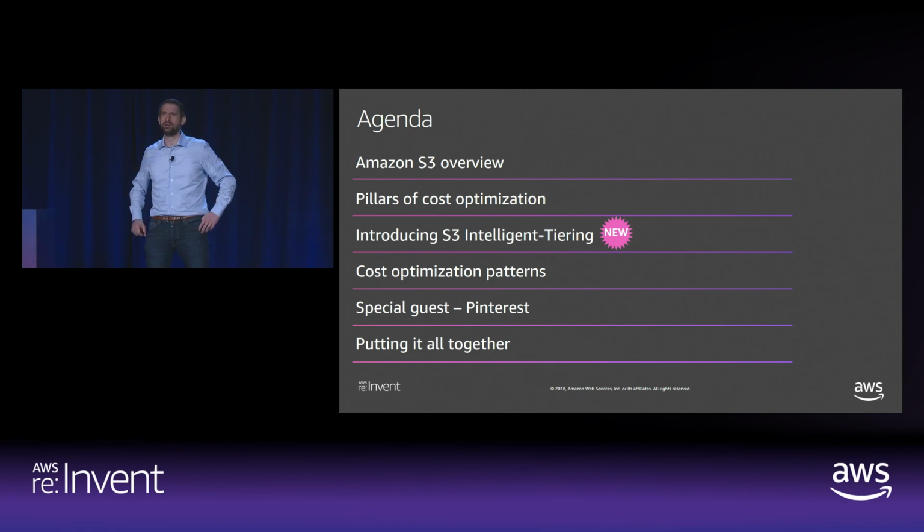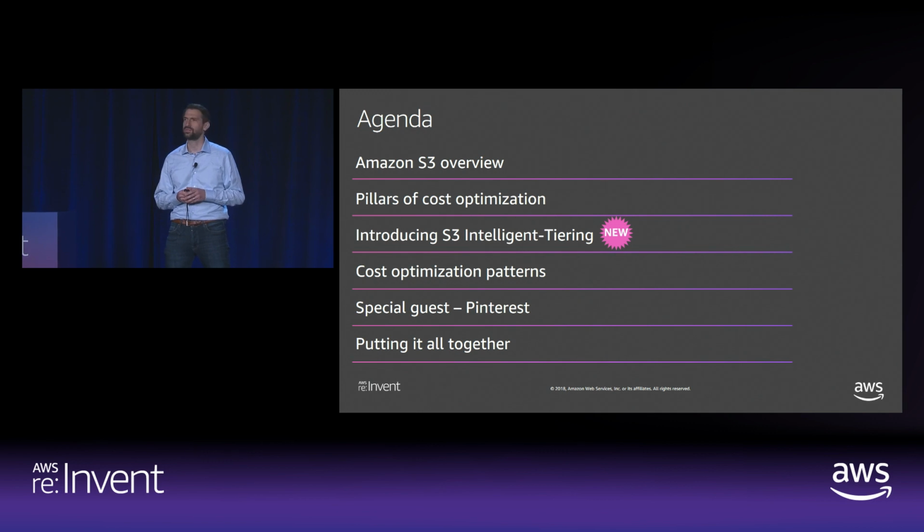We'll talk a little bit about Amazon S3, give you a quick overview about the service, talk about the storage classes. Then we talk about the pillars of cost optimization. And so those are really the steps we think about taking when to optimize cost and how to optimize cost in S3. Then I'm super excited to talk more in detail about a new storage class we launched just 2 days ago, S3 Intelligent Tiering, which is a fully automated cost optimization storage class.